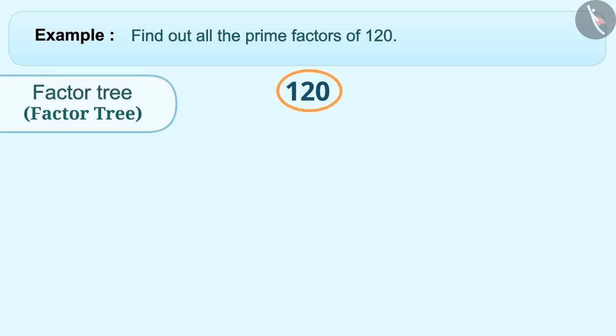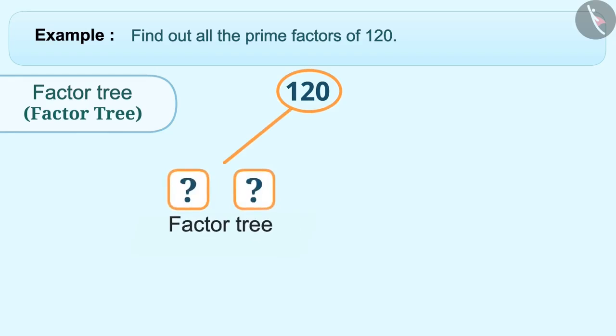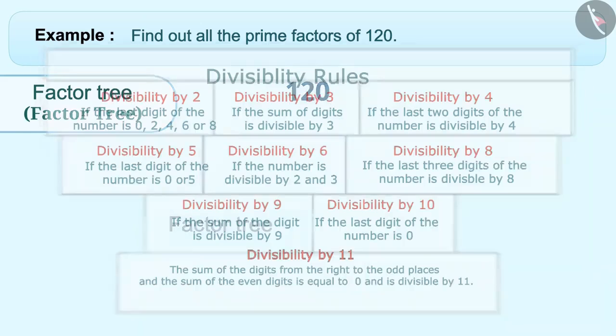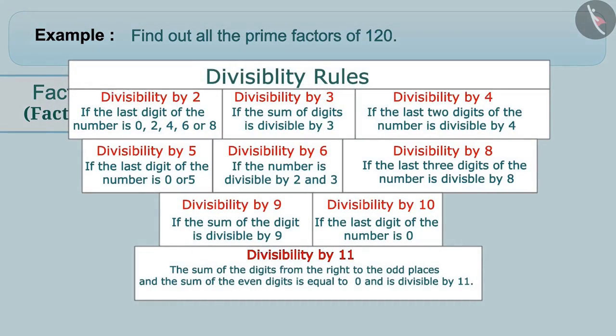First of all, we will find out the factor pair of 120 whose product is 120. There can be many such pairs like 4 and 30, 8 and 15, 5 and 24, etc. If you feel any difficulty to find the factor pair, then you can use divisibility rule to find it out easily.